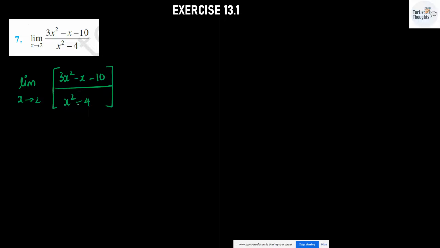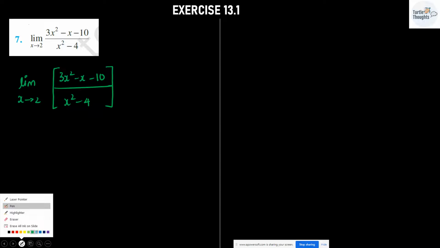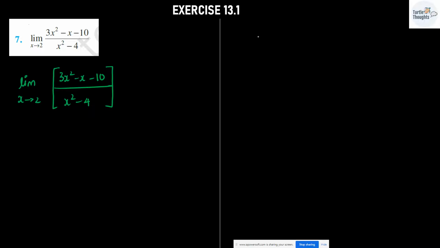Now I have to rewrite the equation such that I will be getting a particular value when I substitute x equal to 2. As of now, I cannot substitute because if I substitute, the value will be 0, right? 0 I will be getting as a denominator. I cannot get that because then the value is going to be infinity, right? Now let me take the numerator, 3x square minus x minus 10. Now is this a quadratic equation? This is a quadratic equation, right? So I can solve the quadratic equation.